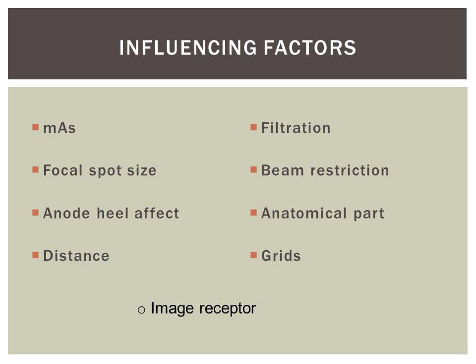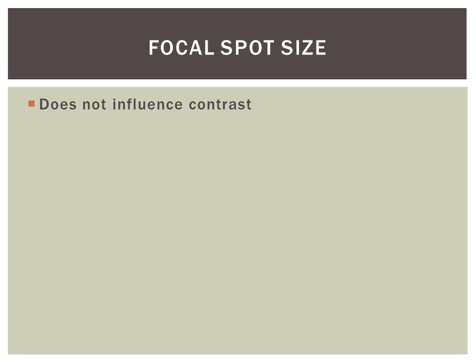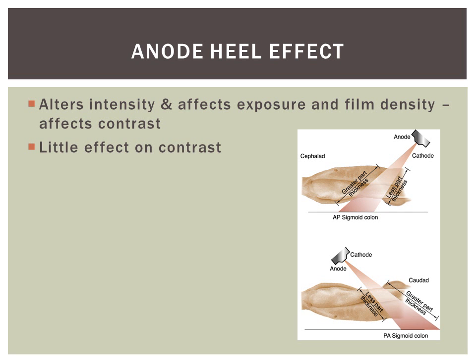These are the influencing factors of kVp: mass, focal spot size, anode heel effect, distance, image receptor, filtration, beam restriction, anatomical part, and grids. Mass, under and overexposure, moves contrast out of visibility, and we looked at that earlier. Focal spot size does not influence contrast. Anode heel effect alters intensity and affects exposure and film density, with little effect on contrast. Intensity of radiation is greater on the cathode side. The difference is only seen if the collimator is left open and a small anode target angle is used.